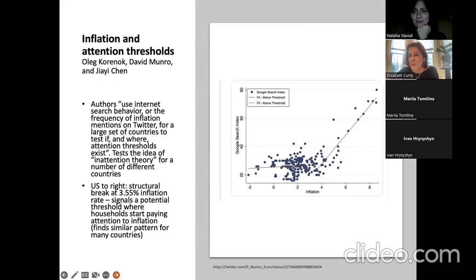The authors use internet search behavior. This is a working paper that's currently under review, or the frequency of inflation mentions on Twitter. So they're scraping data from Twitter for a large set of countries to test if and where attention thresholds exist. So we mean paying attention to inflation. When does paying attention to inflation happen? Because in the US, we hadn't been paying attention to inflation for a very long time. Now, of course, we are. But 2 years ago, we were paying no attention to inflation. Inflation wasn't relevant for us. That's not true in Ukraine, a very different circumstance in Ukraine.